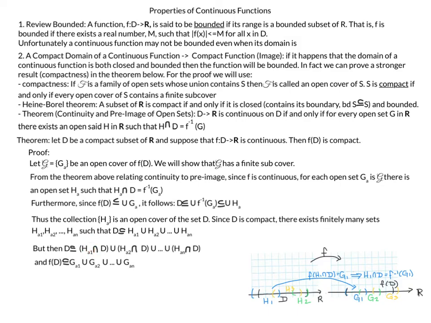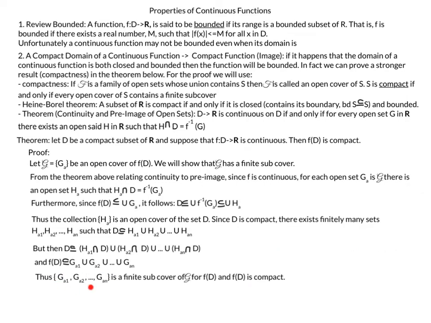So if we intersect each of our H of A's with D, then this part here is what gets mapped to our G of A's. So in other words, F of D is covered by this finite number of open sets up to G_An. There's a finite number of sets that will cover F of D, and again, the finite sets came from this finite set that covered D. So we mapped it over and we get a finite cover for F of D.